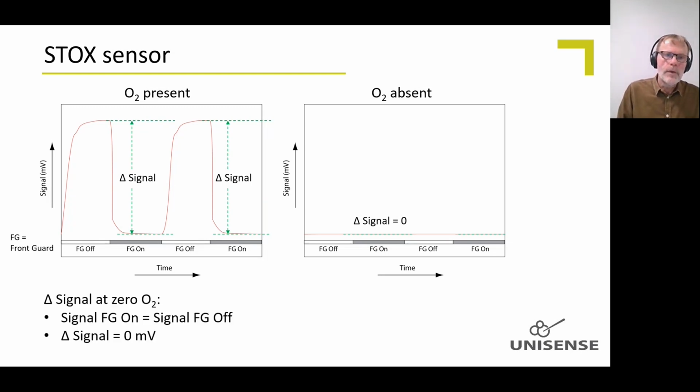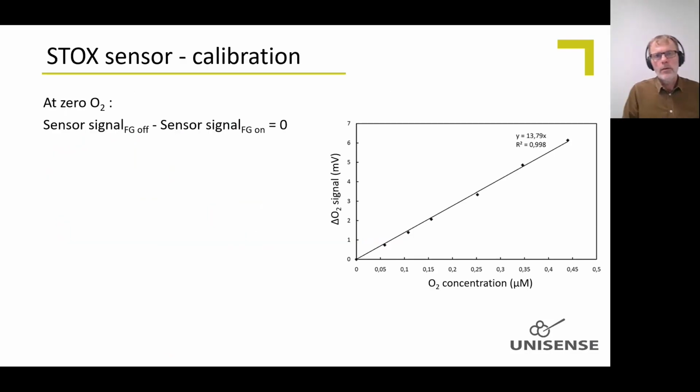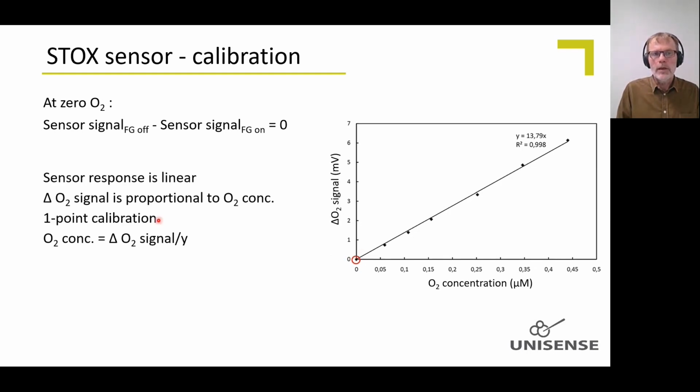And this means that when the delta signal is 0, this gives a very simple calibration, because when we have 0 oxygen, we have a 0 signal. So the delta signal is 0. And that means that the calibration curve will always go through 0,0 here. And we can actually get away with a 1-point calibration, which can be handy now and then. And the concentration is simply calculated as the delta signal divided by the slope.